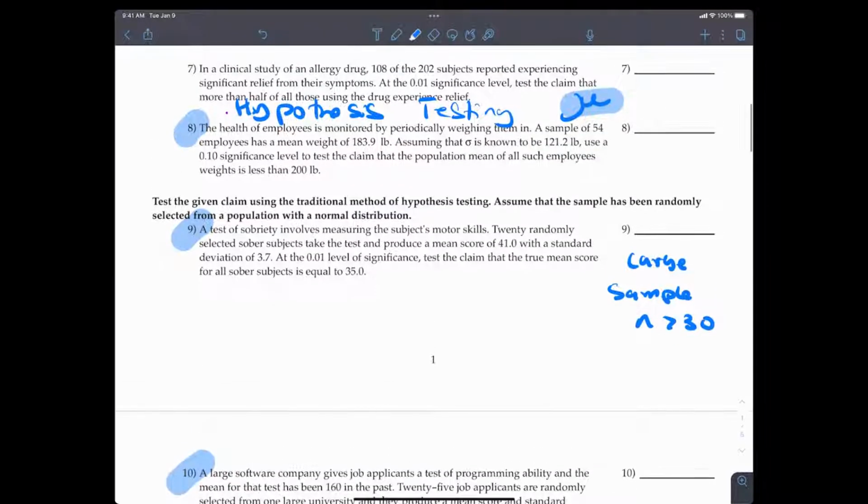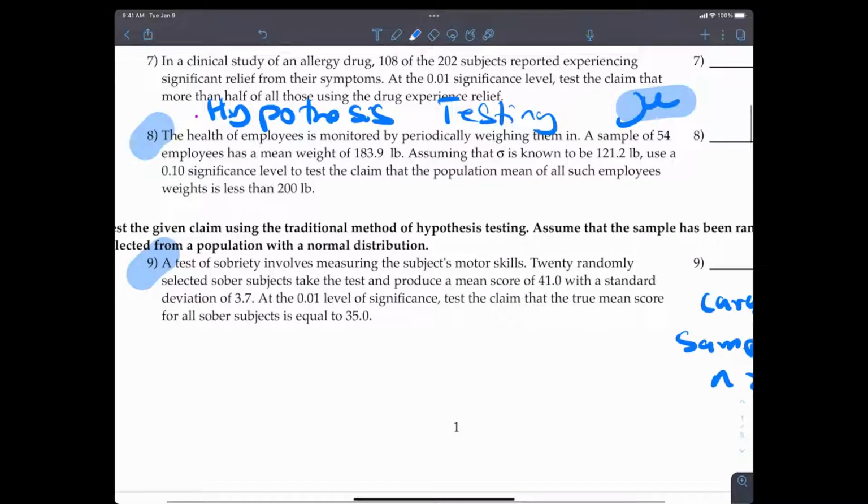Now, let's read this here. The health of employees is monitored by periodically weighing them in. A sample of 54 employees has a mean weight of 183.9 pounds. Assuming that sigma is known, that's the population standard deviation, to be 121.2 pounds, use the, notice what it says now, 10% significance level to test the claim. Now, the claim is coming next. What are they claiming?